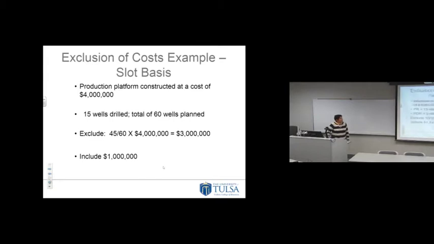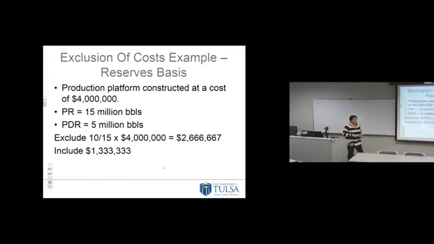Now, that basis assumes that every well produces the same amount. In reality, that's probably not true, but it is per GAAP. You can do that. Now, if you want to be a little bit more precise, you can use a reserves basis of doing this. So that was a slot basis, depending on the number of wells or number of slots. This is a reserves basis.